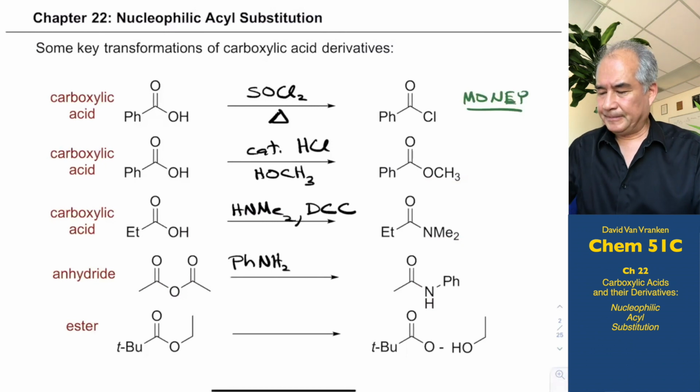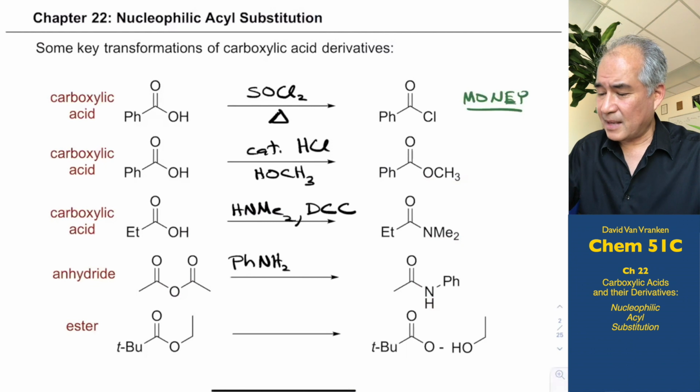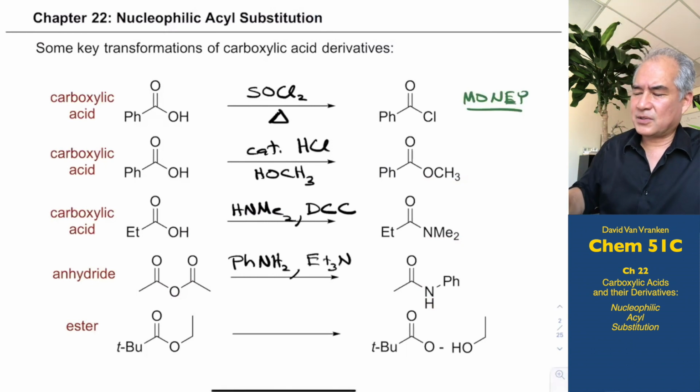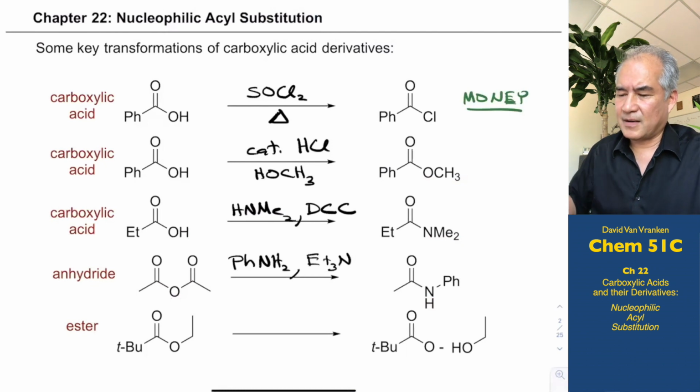And then we need something in here to soak up the acid that's present. And this is going to be the hard part for you to remember. If we're doing this reaction, we need to use triethylamine to make amides. And that's going to be common also for acid chlorides, as we'll see later.